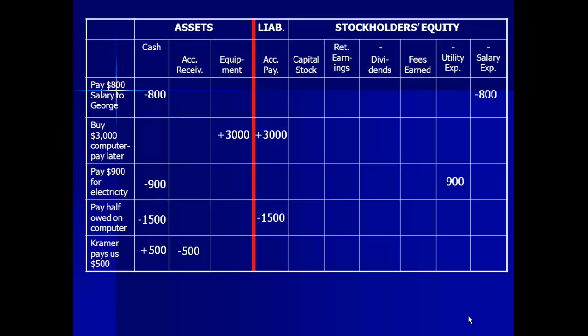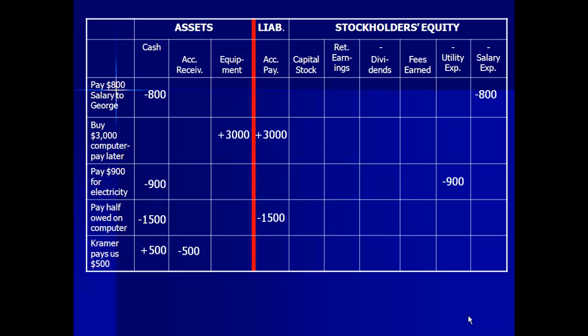His accounts receivable has now gone down. Now, sometimes I get students here who want to say we have more fees earned. No, we didn't do more work for Kramer now. Okay? When did we record the fees earned for Kramer? Back when we did the work. We didn't do more work for him. He simply is giving us an asset of cash, and we are now reducing the asset we have of accounts receivable.